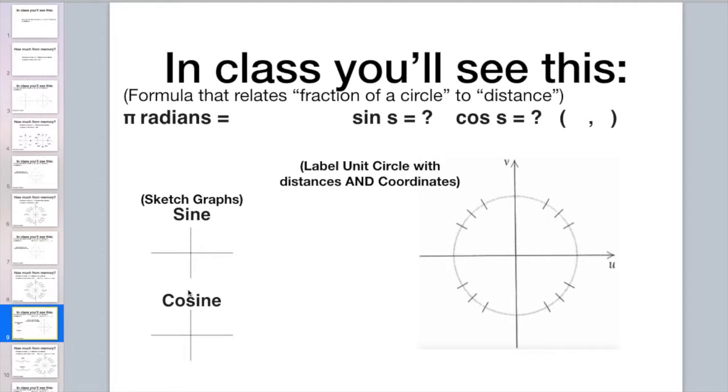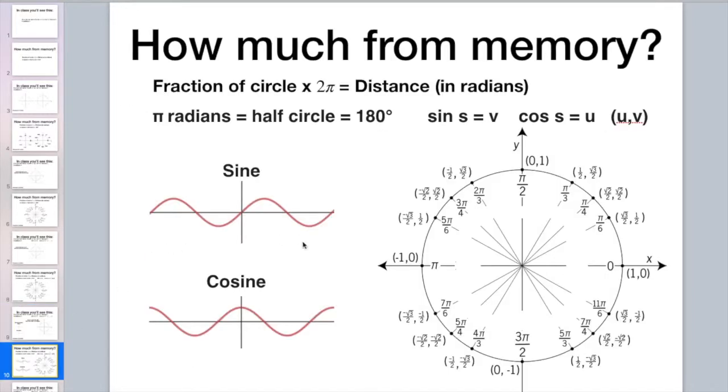You don't have to do amazingly beautiful detailed graphs, but something like this would work. Just make sure that sine starts here at the origin and goes up and down like that. You could even label this 2 pi if you wanted to. And then boom, boom, boom, label this negative 2 pi. Cosine has to start along the y-axis at the point 0, 1 right here.